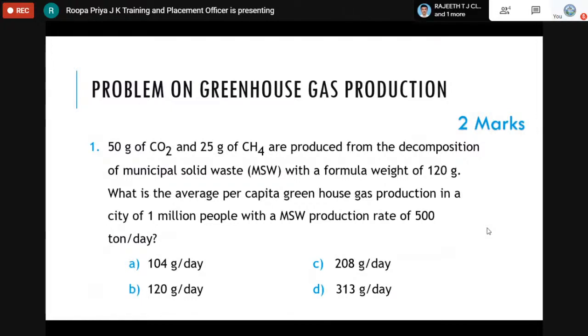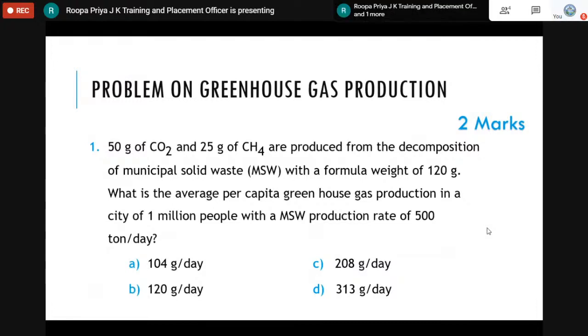The next problem is on greenhouse gas production. So there are a few questions which are based on this greenhouse gas production. So this is one of the questions, and this again carries 2 marks. The question goes like this: 50 grams of carbon dioxide and 25 grams of methane are produced from the decomposition of municipal solid waste with a formula weight of 120 grams. What is the average per capita greenhouse gas production in a city of 1 million people with a municipal solid waste production rate of 500 ton per day?